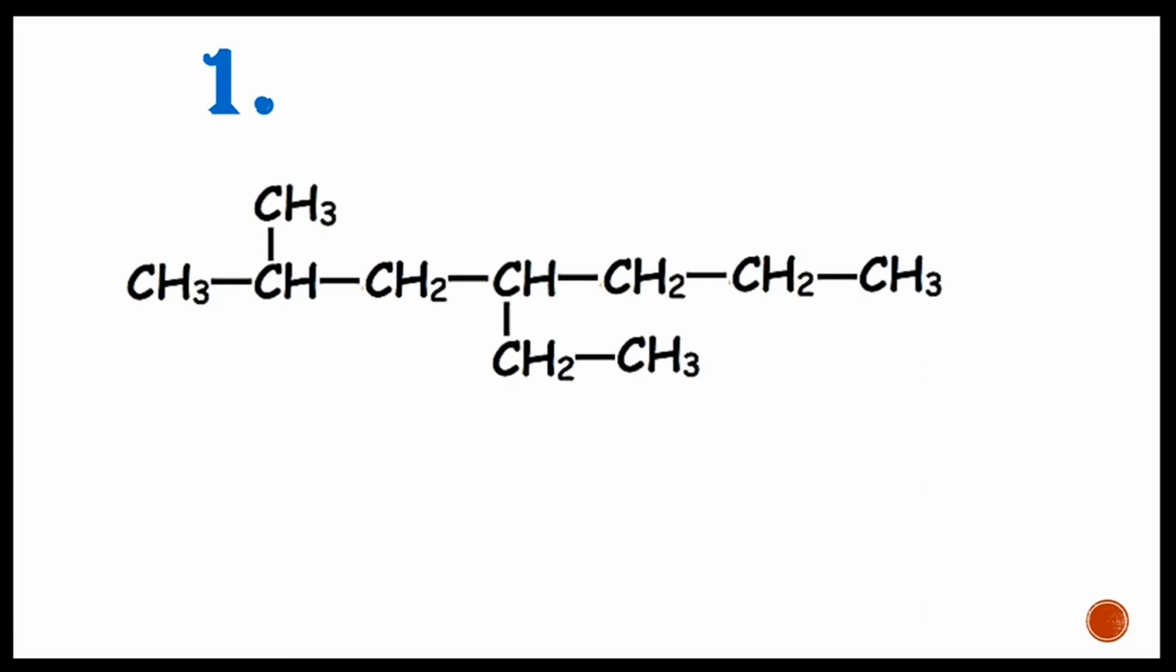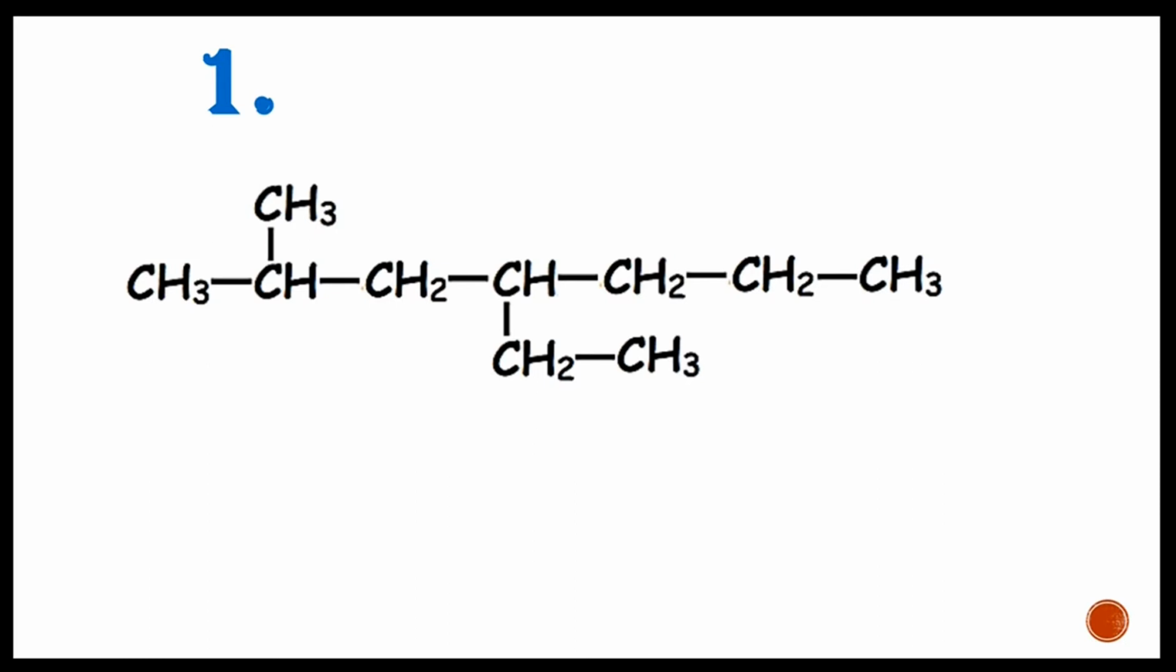So we are looking at our first example. There you have it. The first thing you have to do is to know your longest chain. So let's begin counting from the far left here. 1, 2, 3, 4, 5, 6, 7. Okay, so we have 7 carbon atoms.